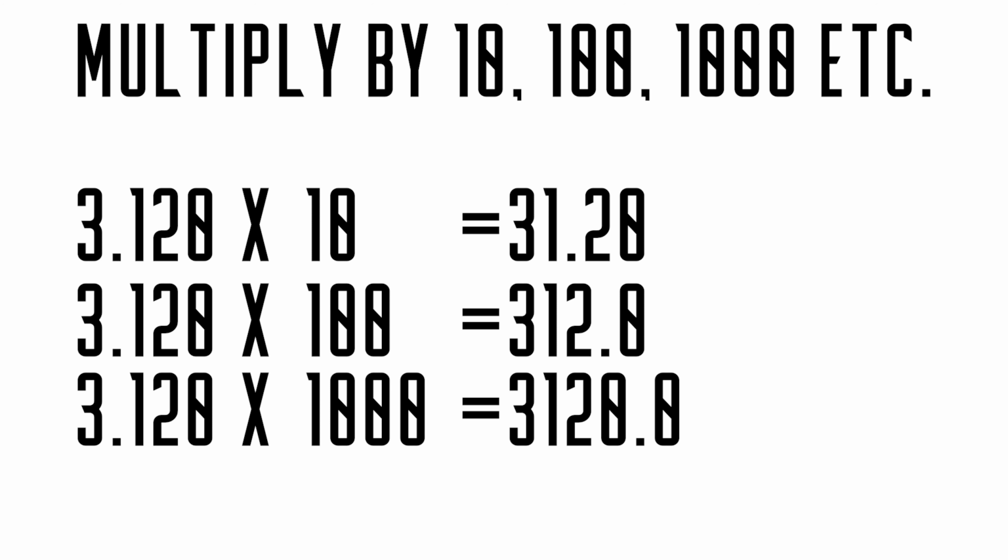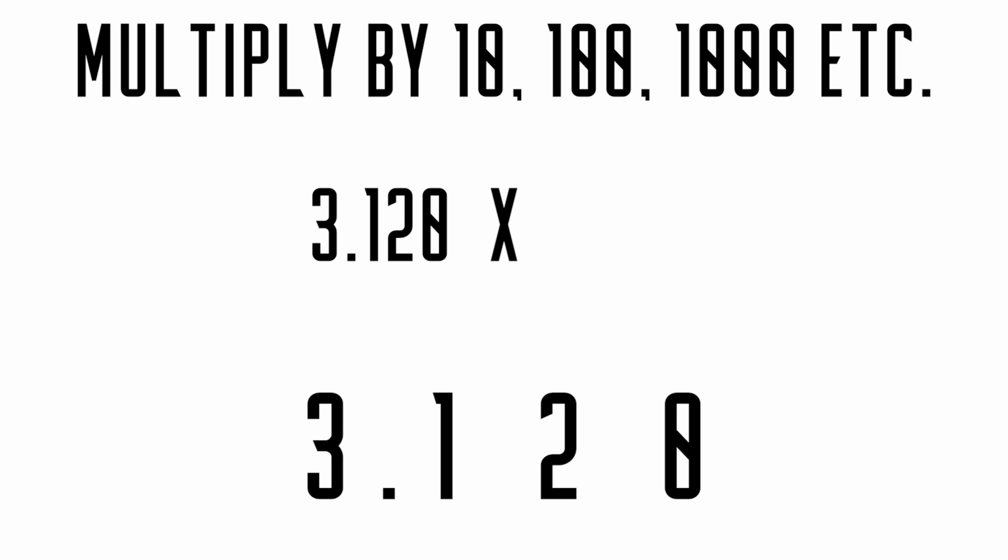If we look further into what is happening with this, if we take 3.120 times 10, we can see that the decimal point is after the 3 to begin with. If we multiply that by 10, the decimal jumps from here to here behind the 1, so that becomes 31.20.